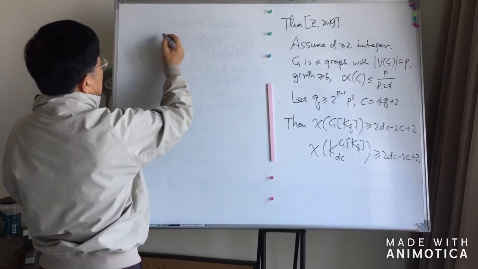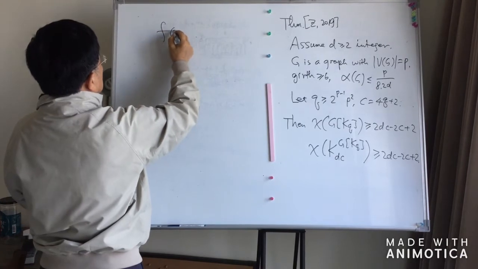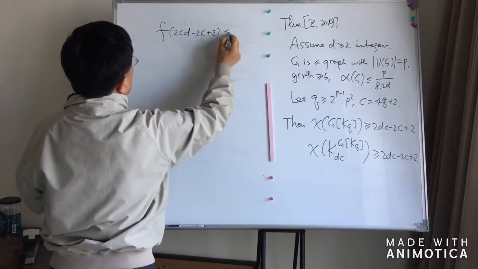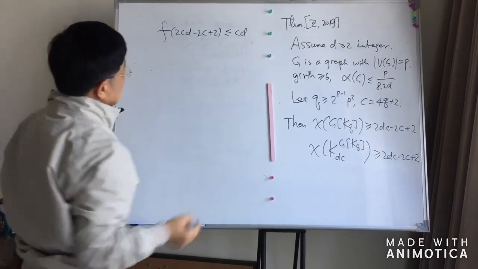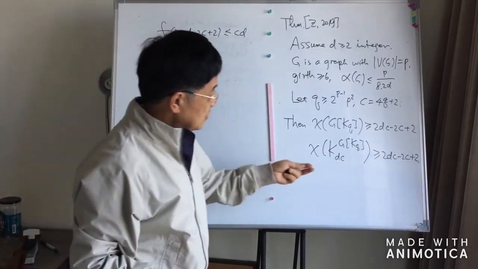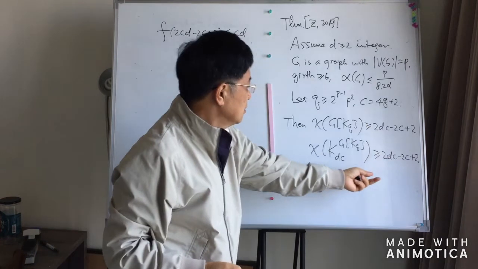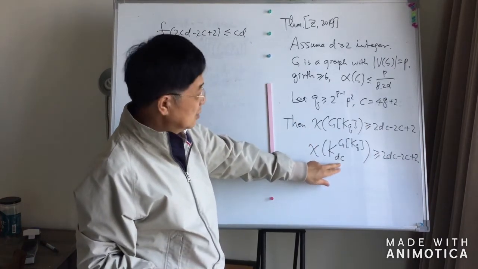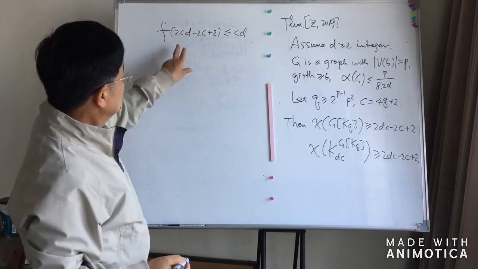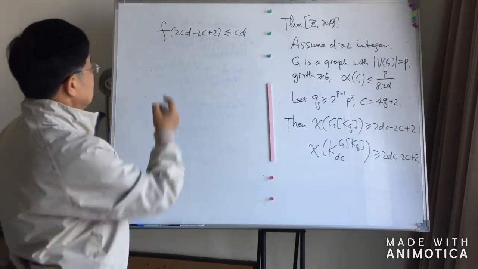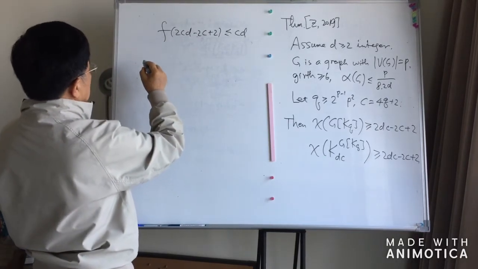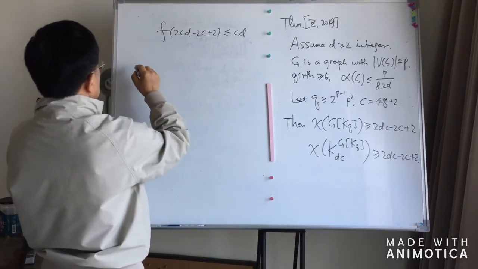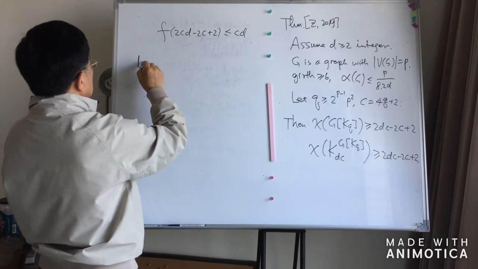We have F of 2CD minus 2C plus 2 is less or equal to CD, right? Because we have two graphs whose Cramér number is this big, and the product has Cramér number at most DC. So therefore this is true. And from this, d is an arbitrary integer, so we can let d go to infinity.